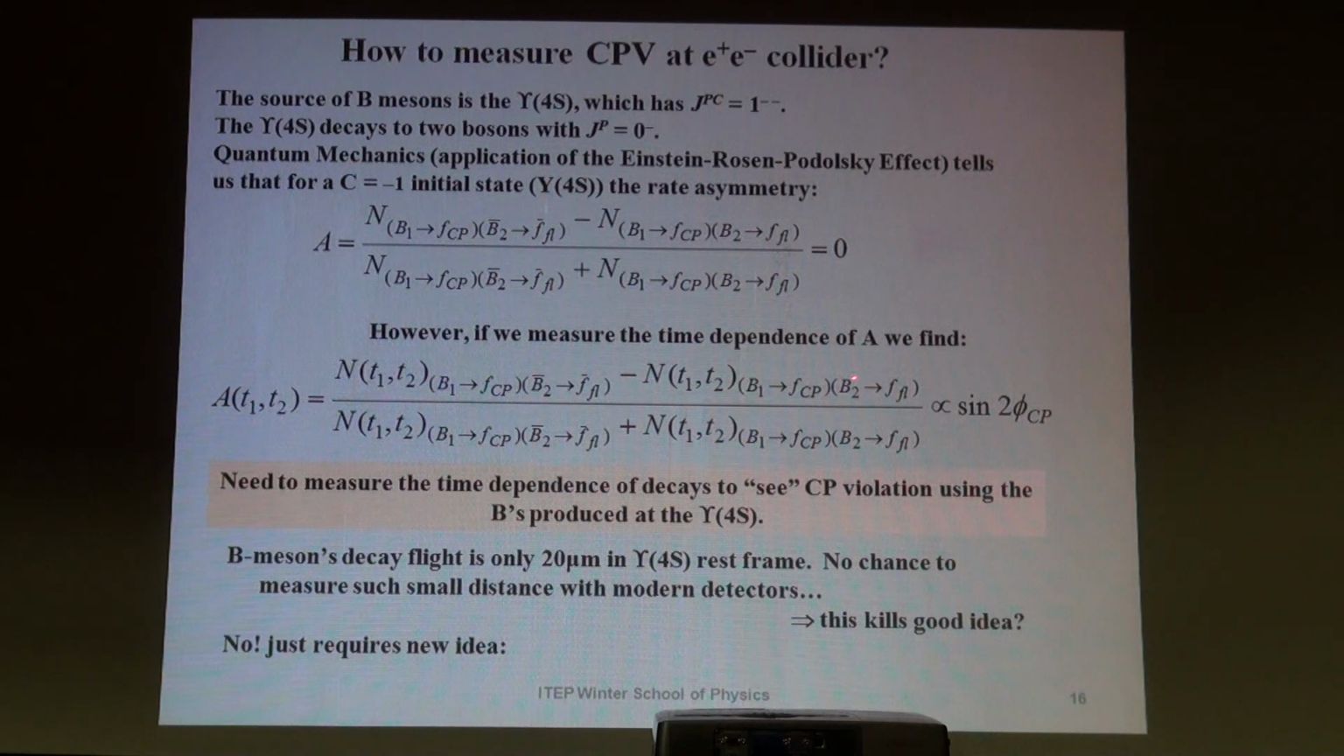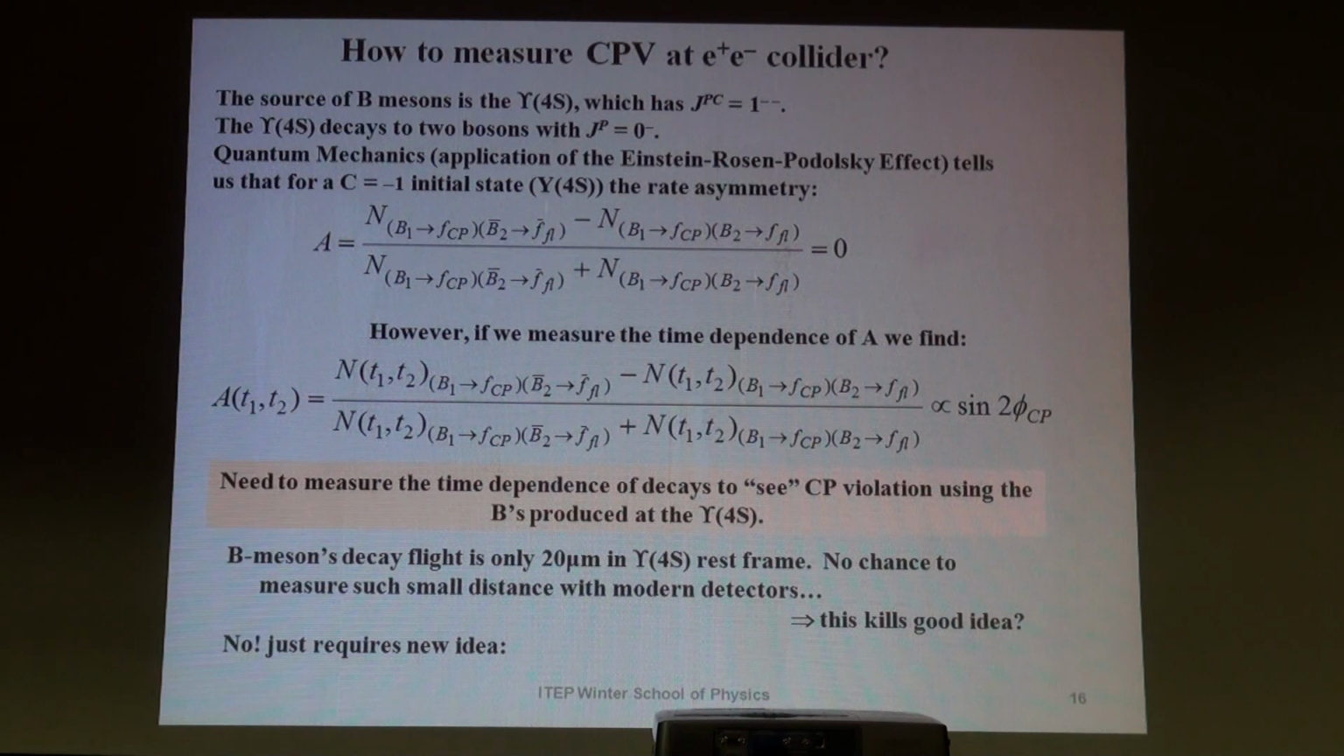Actually, we can measure it if we measure this asymmetry not integrated over all times, but at each time difference. So, if the first B decays to some CP final state, while the second decays to some flavor-specific mode, and we can measure both types, or actually we need only the difference, we will see that CP asymmetry exists. But if we integrate over time, this function is antisymmetric under the flip of sign of delta t, so the integral over it is zero.